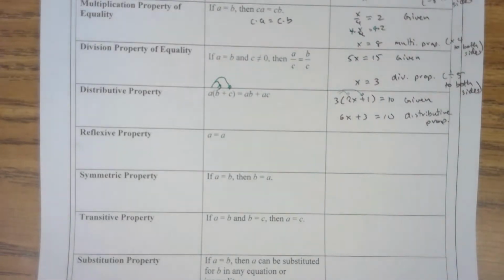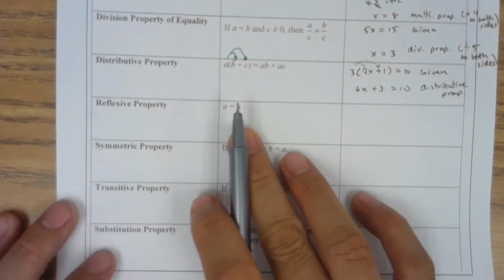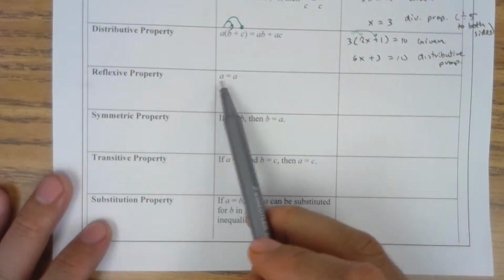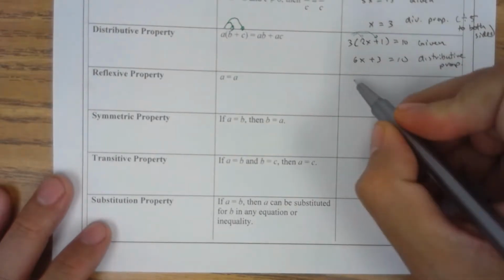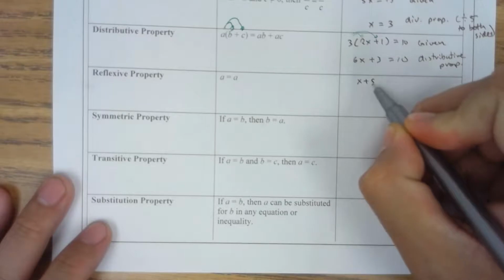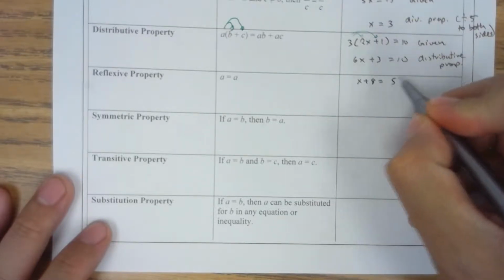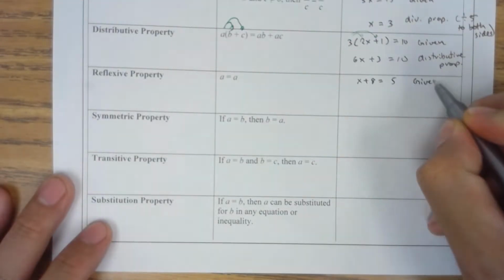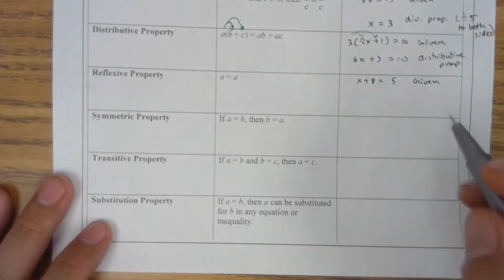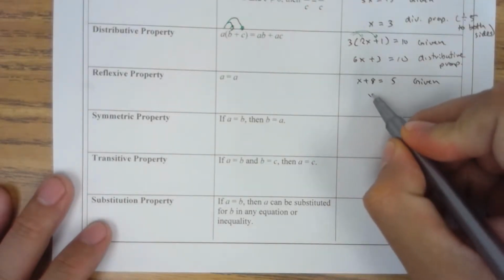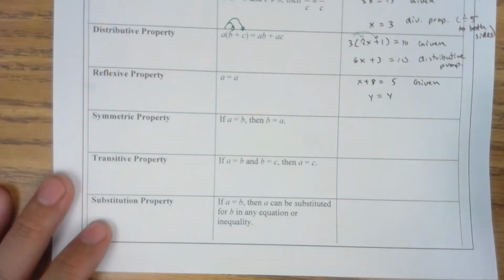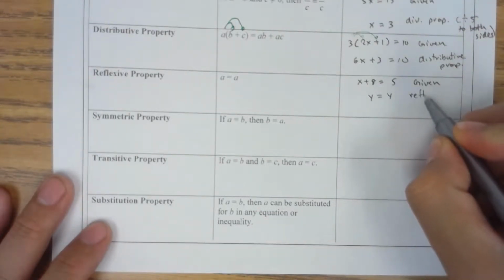Alright, so the next property we talk about is the reflexive property. The reflexive property, if you look at it, is just a simple A equals A. An example of when you use it is like this. You have x plus A equals 5, and let's say that was given. But you want to add something to both sides, and there's nothing in there. So you can say y equals y, and that's the reflexive property.